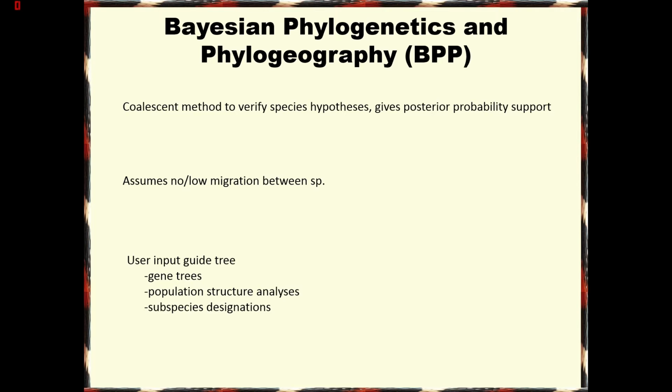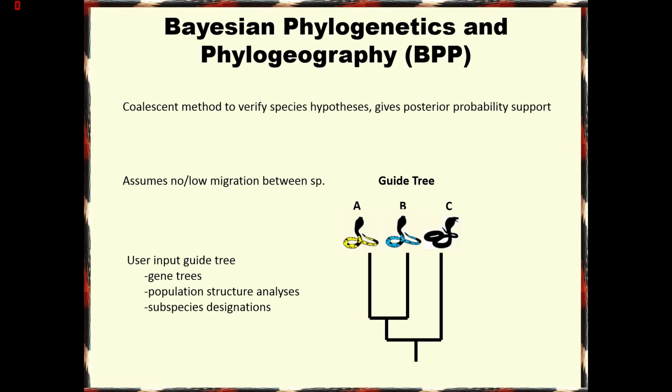To show an example of how this might work, let's say I have 3 species of cobra right here in this guide tree. So I'm saying I think there's 3 species, A, B, and C. I think these are their relationships. You would run BPP on this, and you would get some sort of results. They might look like this, where C is considered distinct with 100% posterior probability support here. But A and B, that node is collapsed. It can't distinguish between the 2 as separate species.